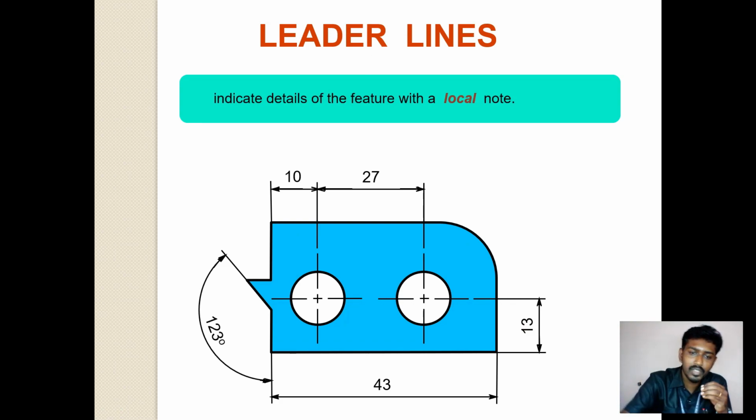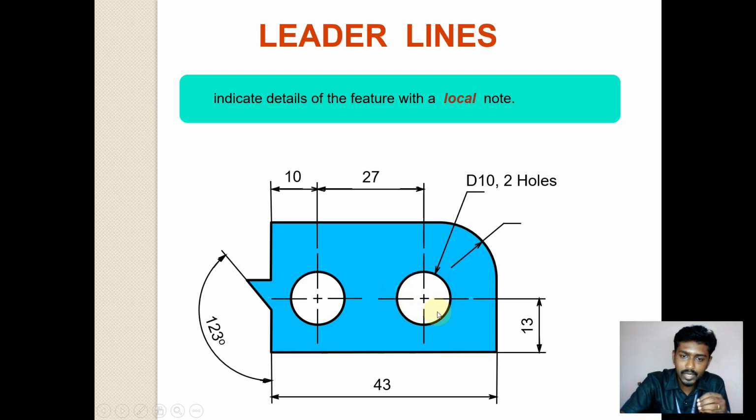Okay, leader line, that means here we have a circle, right, for which we can give a leader line. Let's see how I am making it. In order to note the circle, I have taken a leader line in this manner, and afterwards I am going to denote a diameter for this circle, so I have written D10, okay, D10 and comma 2 holes, which represents that in this diagram we have 2 holes, and these 2 holes are identical.